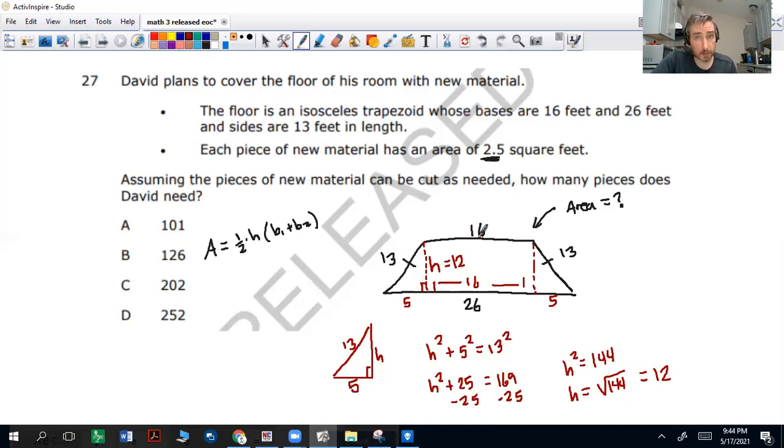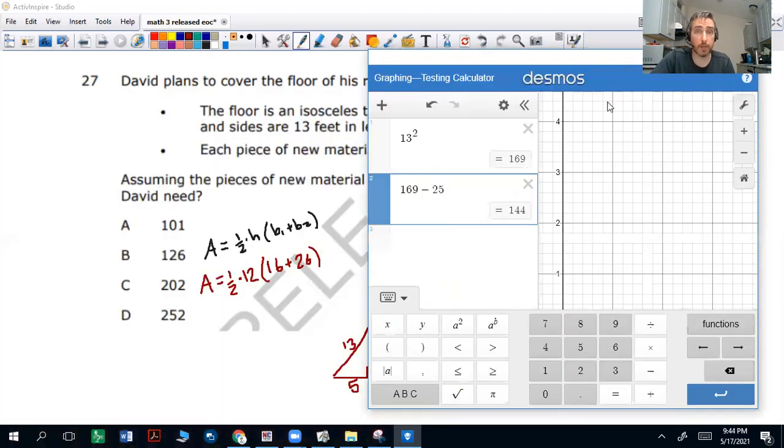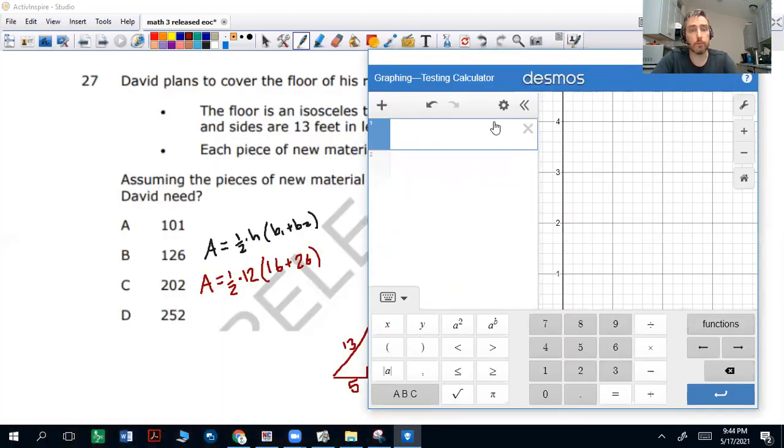Fantastic. Now I have my bases. I have my height. Let's get that area. Half of 12 is 6, but you could do 1/2 times 12 if you'd like, or 12 divided by 2. Just do that, right arrow, multiply by 12. You can use parentheses. And then you can do another set of parentheses and do 16 plus 26. And you get an area of 252 square feet.